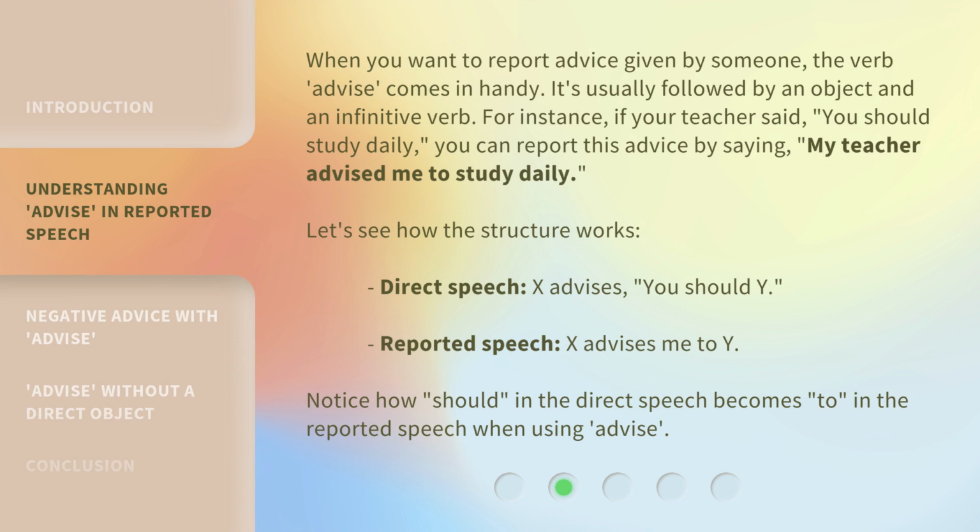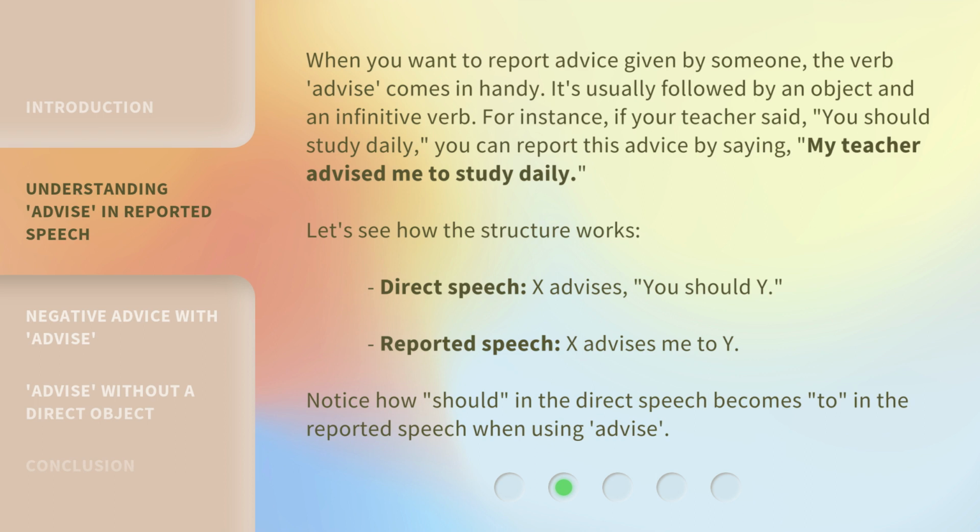When you want to report advice given by someone, the verb advise comes in handy. It's usually followed by an object and an infinitive verb. For instance, if your teacher said, "You should study daily," you can report this advice by saying, "My teacher advised me to study daily." Let's see how the structure works.